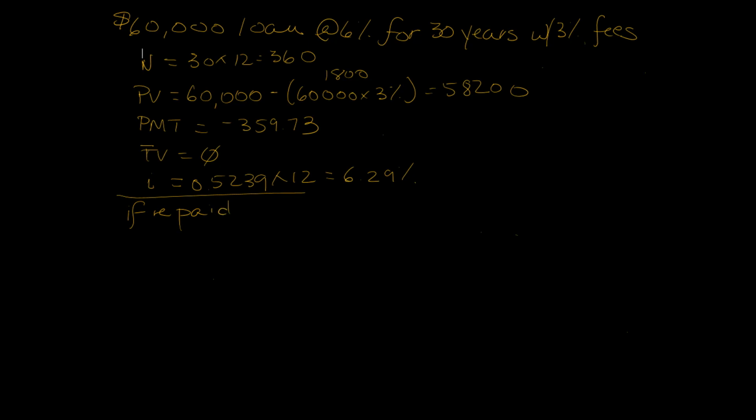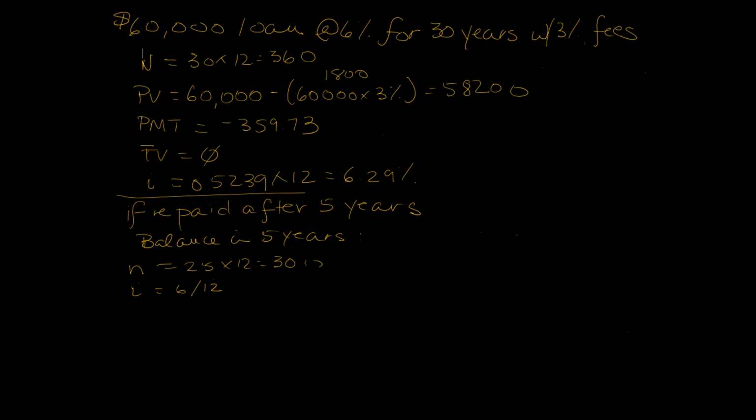Now, what if we have the 3% in fees, but the borrower prepays after 5 years? Then what's the effective interest rate? Well, our first step will be to solve for the remaining balance, just like we've done before. So the remaining balance after 5 years means that there's 25 years left on this 30-year loan. So our N will be 25 times 12, which is equal to 300.